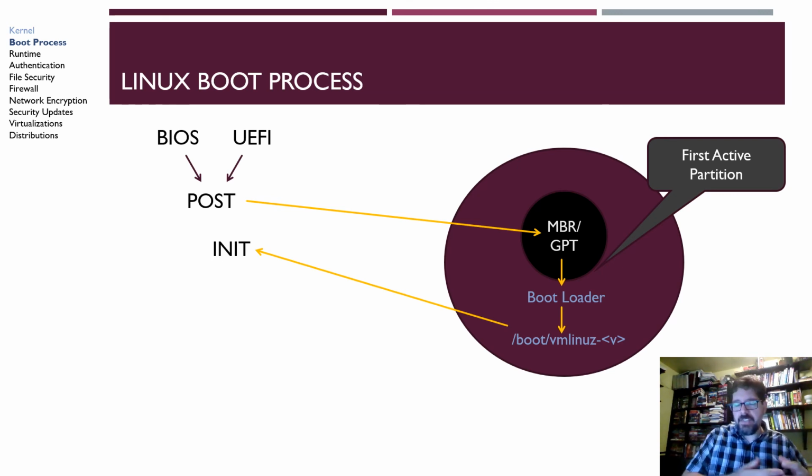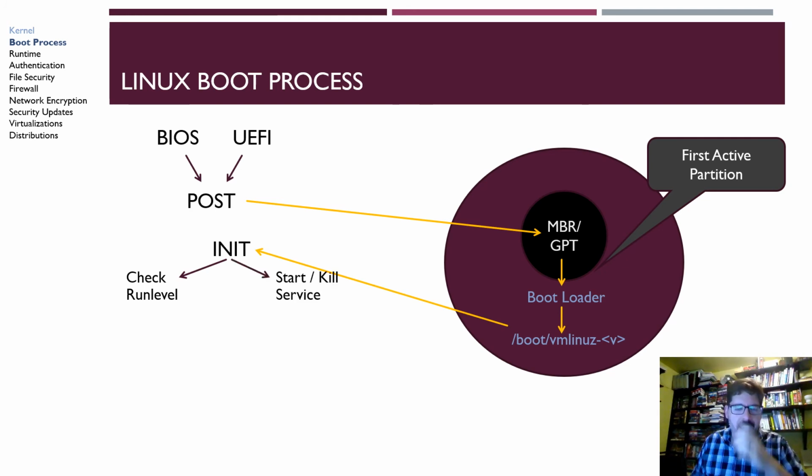So init is the very first process that gets started, and init's first job is to check to see what run level it's at. So it starts up and it says, what run level am I? I'm going to talk more about run levels here in just a second, but it's going to ask what run level am I, and depending on the run level, it's going to figure out what services or processes do I need to start or stop.